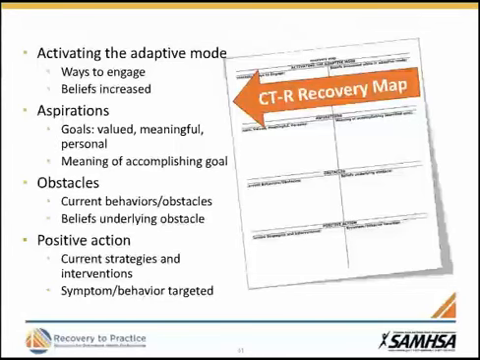And then finally, it's about positive action. As Paul was saying, this is a very active approach. So it's about what are the things that we can do together that are going to increase those more positive beliefs about the self and get people in that adaptive mode, but then also what are the things that we can do that are going to counter some of the challenges. And those two often go hand in hand.